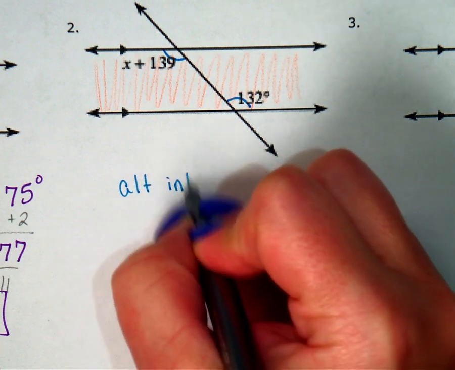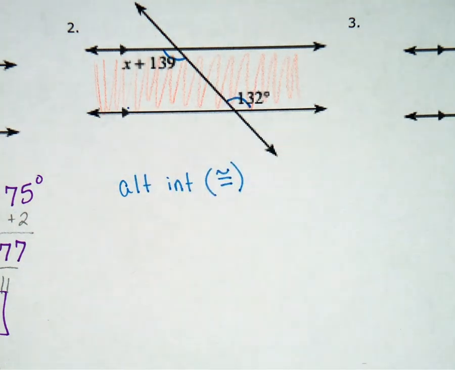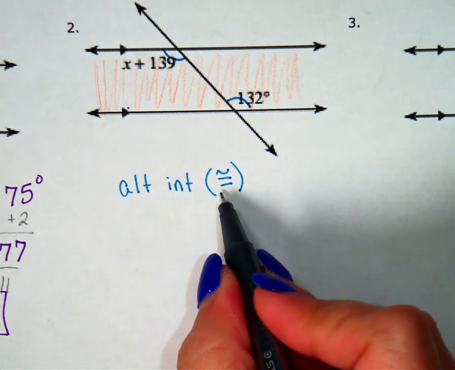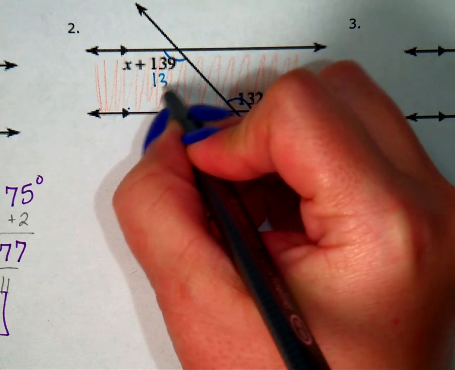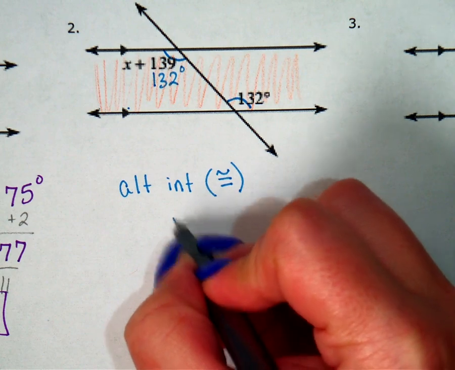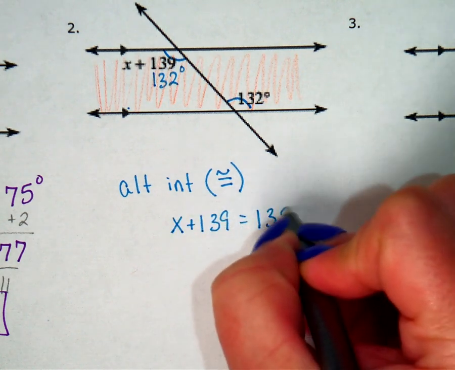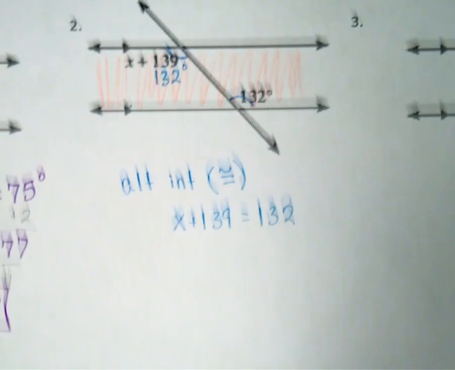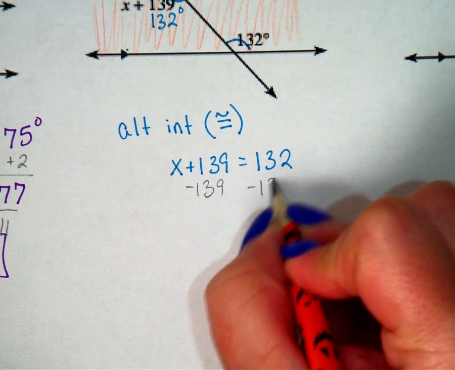So they are alternate interior, which means they are congruent, again, only because I have parallel lines. If they weren't parallel, I couldn't figure out what x was. I wouldn't have enough information. But because they're parallel, I know they're both congruent. So if this one's 132, this one's also 132. So x plus 139 equals 132. To solve this, I'm going to subtract 139 on both sides.